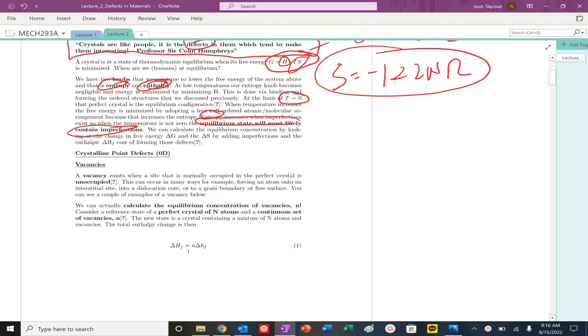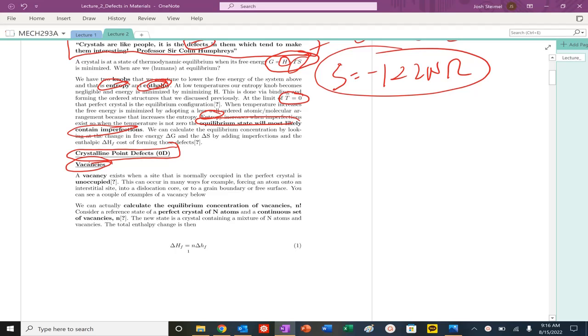When it comes to defects, we can broadly categorize them in terms of dimensionality. So the first set, and actually it's quite a large set of defects we're going to be talking about, is our 0D defects. 0D defects are called point defects. Vacancies are one example of those 0D defects.